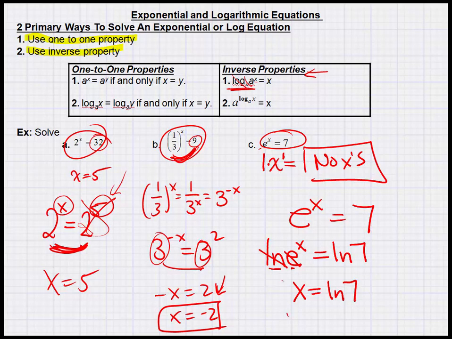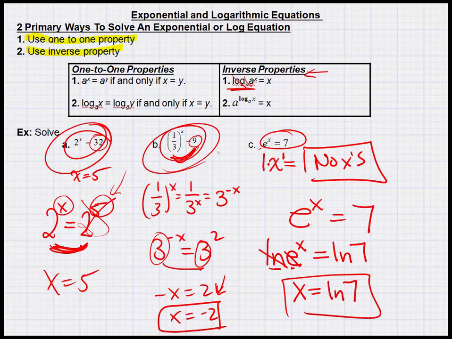And I could have done the same thing with these other two examples as well, but these were easier to be done with the one-to-one property. But again, that one-to-one property just doesn't work all the time, and really rarely will it work. It has to be set up very nicely for that to work. So you're going to be using this inverse property in most cases.